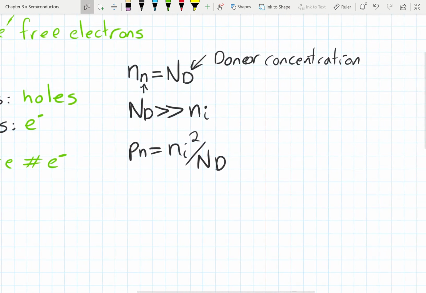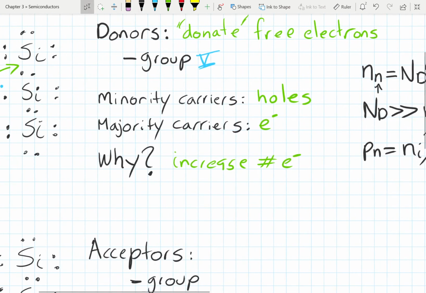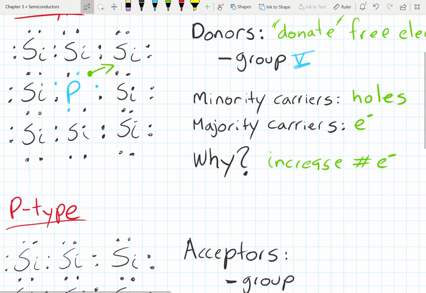And just lastly, since your number of donor atoms is way bigger than the intrinsic concentration, and since you're adding a bunch of atoms, you're going to notice that n is 2 or 3 orders of magnitude bigger than the number of holes, depending on how much doping you have.